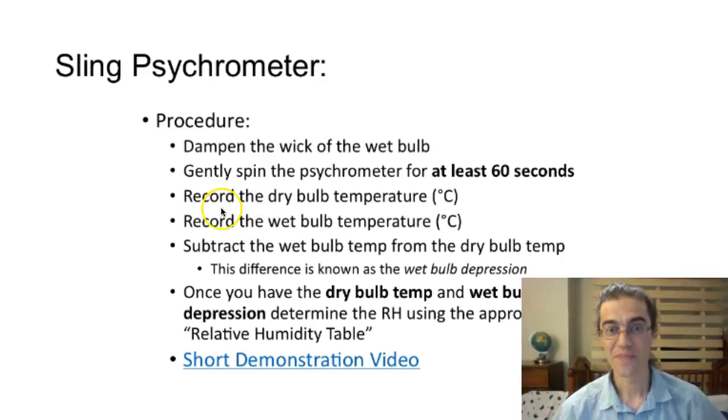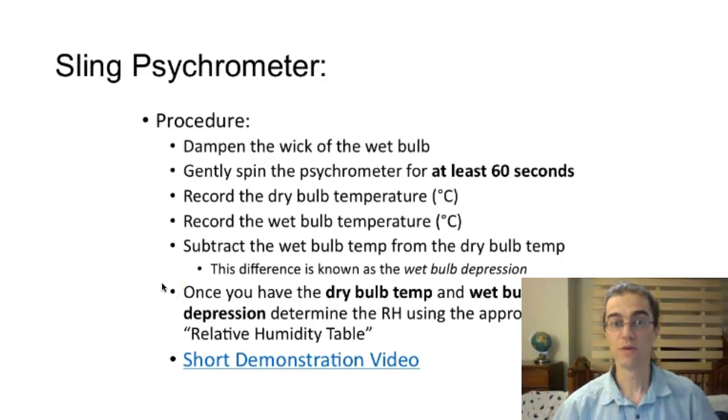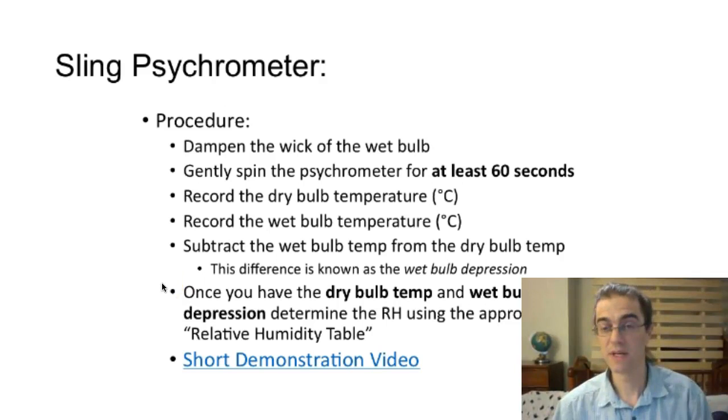Okay, and so we record the dry bulb temperature and then record the wet bulb temperature. And we subtract the wet bulb temp from the dry bulb temp. This difference is known as the wet bulb depression. Once you have the dry bulb temp and the wet bulb depression, you get to determine the relative humidity using the appropriate relative humidity table. So it's a pretty straightforward one, two, three progression there.